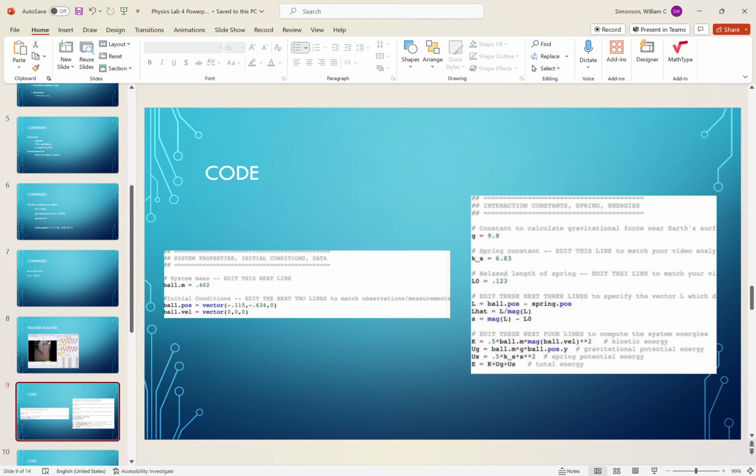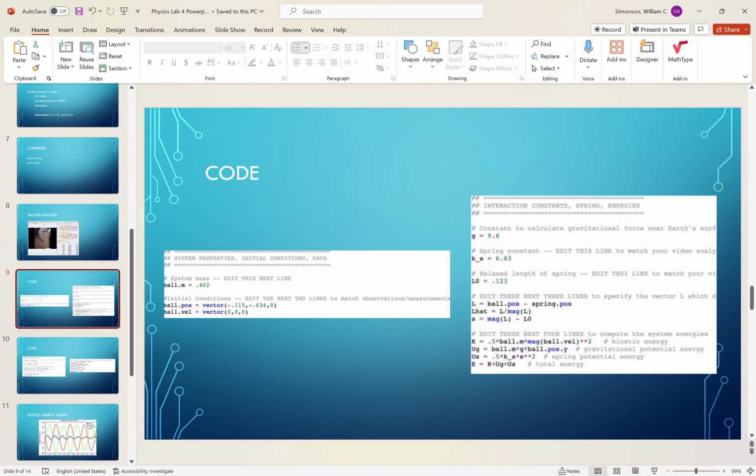So here's the code. As you can see, I inputted the mass of the ball and the initial conditions which were stated earlier, and then used the spring constant and the relaxed length of the spring to calculate the energy of the system, which is shown in the next code.